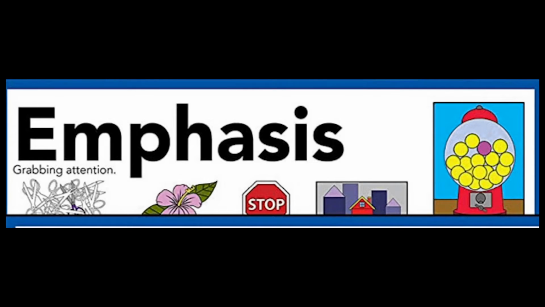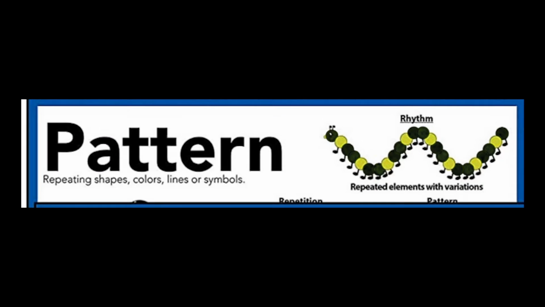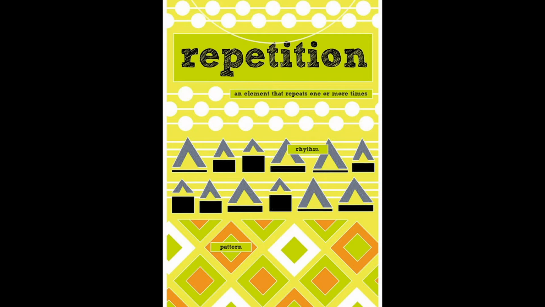Emphasis is the part of the design that catches the viewer's attention. Movement is the path the viewer's eye takes through the work of art, often to focal areas. Pattern is the repetition of an object or symbol all over the work of art. Repetition works with pattern to make the work of art seem active.